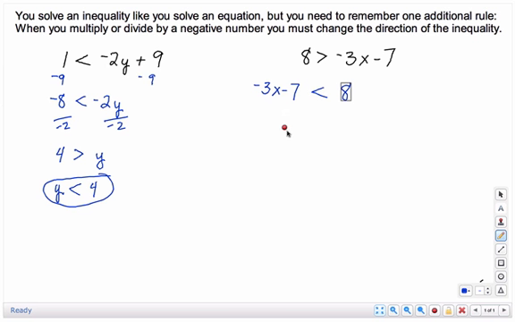You add 7 to both sides, and 7 plus 8 is 15. And then you're going to divide both sides by a negative 3. Now when I divide by negative 3, the direction of the inequality changes, and 15 divided by negative 3 is a negative 5.